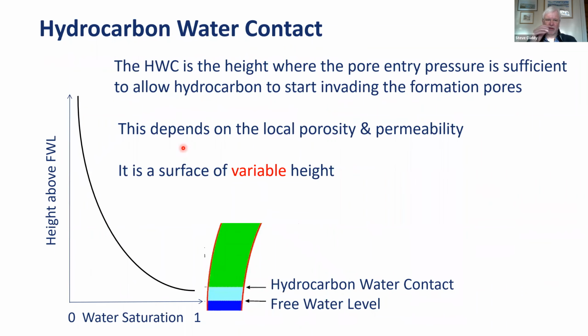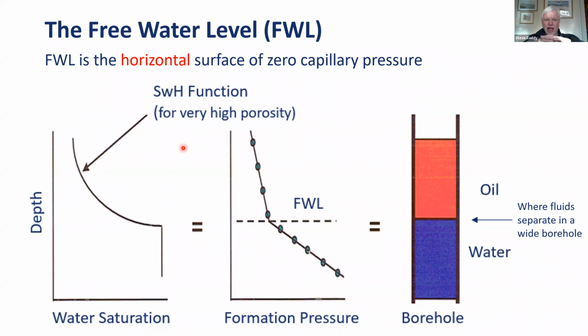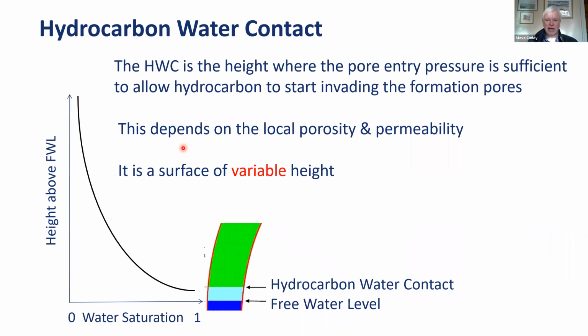In contrast to that, well, let's go back. The free water level is a horizontal surface of zero capillary pressure, whereas the hydrocarbon water contact is a height where the pore entry pressure is sufficient to allow hydrocarbon to start invading the formation pores. So therefore, it depends upon the local porosity and permeability. And this will be a variable height, not a plane, it'll be variable. In some fields, it is so variable, some clients think they've got multiple contacts when they first look at it.